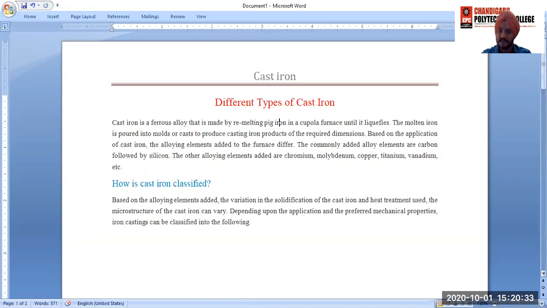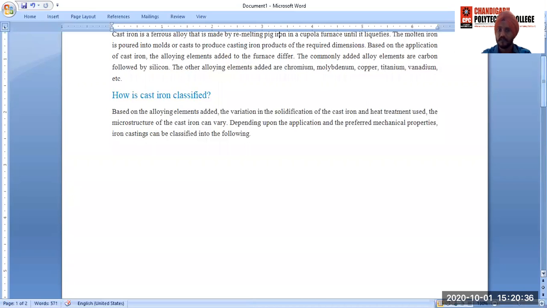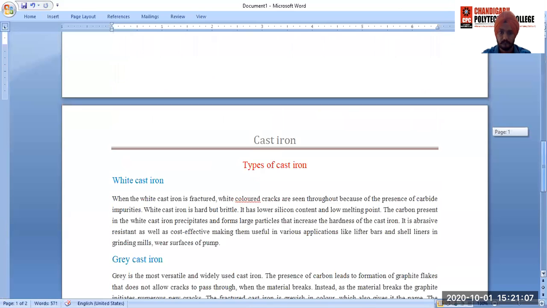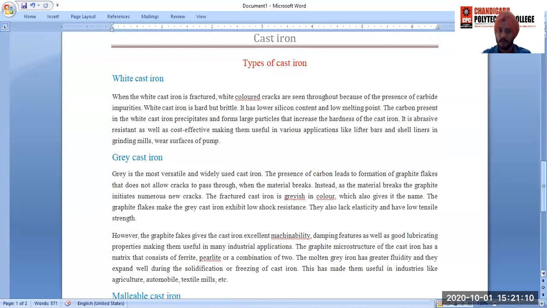Next is how cast iron is classified. Based on the alloying elements added, the variation in solidification of the cast iron and the heat treatment used, the microstructure of the cast iron can vary depending upon the application and preferred mechanical properties. Depending upon the application and mechanical properties, cast iron can be classified as follows. These are the types of cast iron. You can see there is white cast iron, gray cast iron, malleable cast iron. So these are some types of cast iron.